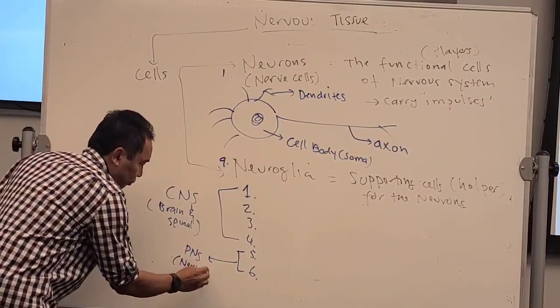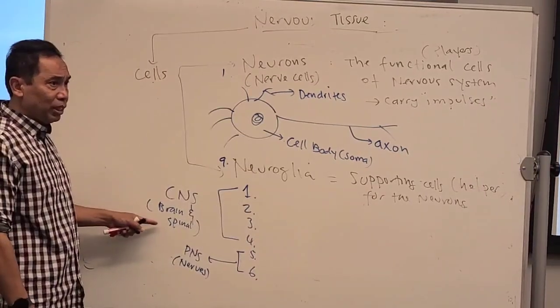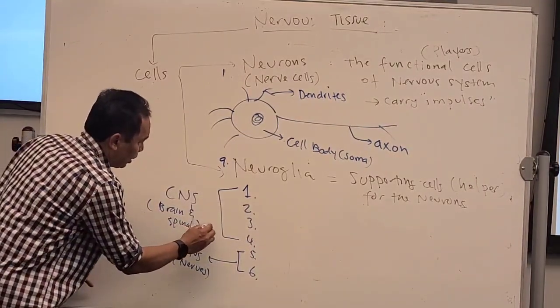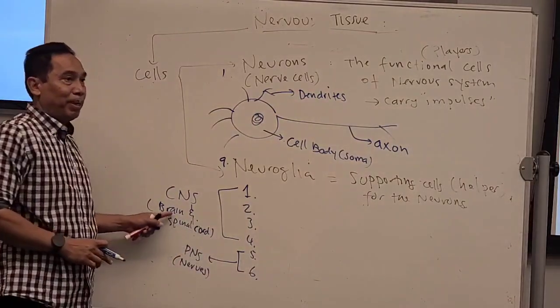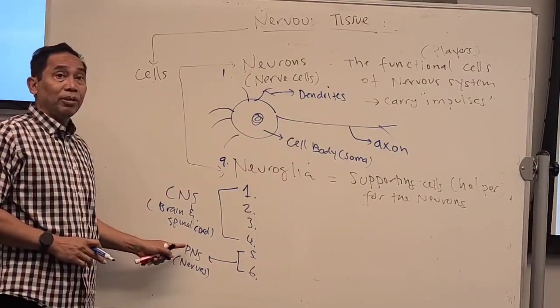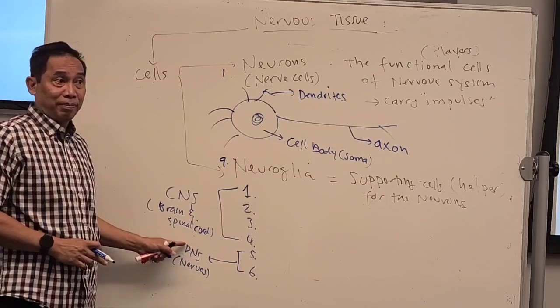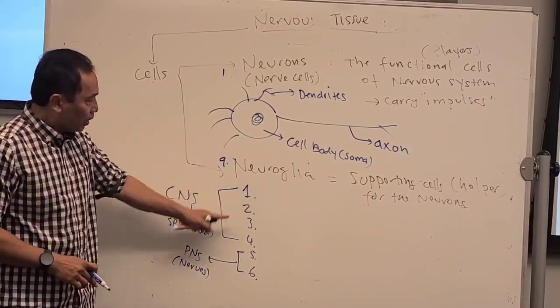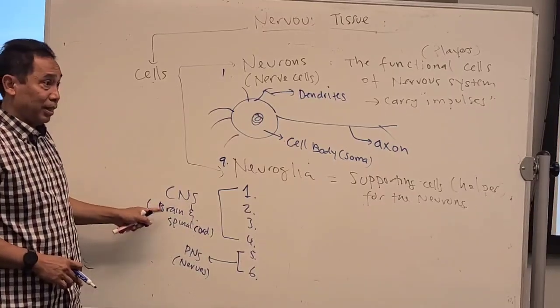Remember, the nervous system consists of 3 organs, what? Brain, spinal cord, and nerve. Brain and spinal cord are also known as CNS. The nerve is also known as PNS. You got this one, what? Now, 4 of these neuroglia are located in the CNS.